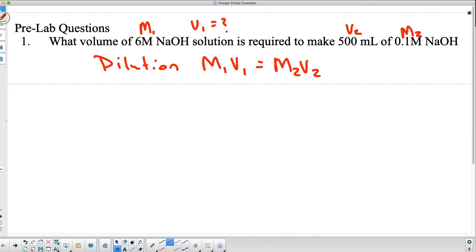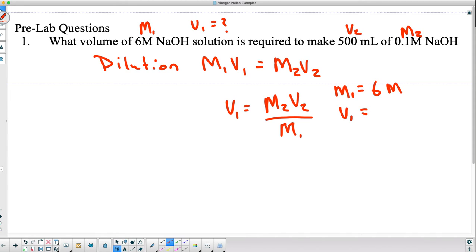Okay, so if I solve this whole equation for V1, then it looks like M2 times V2 divided by M1. Okay, so what is M1? It's always the higher concentration, that's the 6 molar. The V1 is what we're looking for. M2 is the lower concentration, or the 0.1 molar, and V2 is always the higher number. So whatever number we're going to get for V1 is going to be less than 500 milliliters. It has to be for a dilution problem.